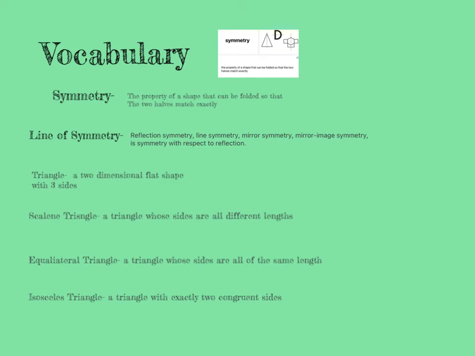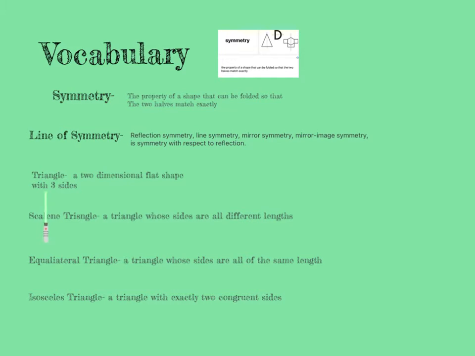How about we go over some vocabulary? Since it's about symmetry, let's learn what symmetry is. Symmetry is the property of a shape that can be folded so that two halves match exactly. As you can see up here, you have a triangle, and if you fold that over the line, it'll match exactly. The next vocab word is line of symmetry, which is the reflection symmetry, line symmetry, mirror image symmetry, basically symmetry with respect to reflection.